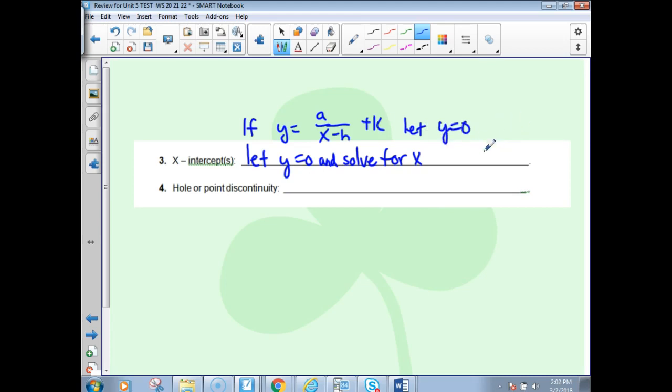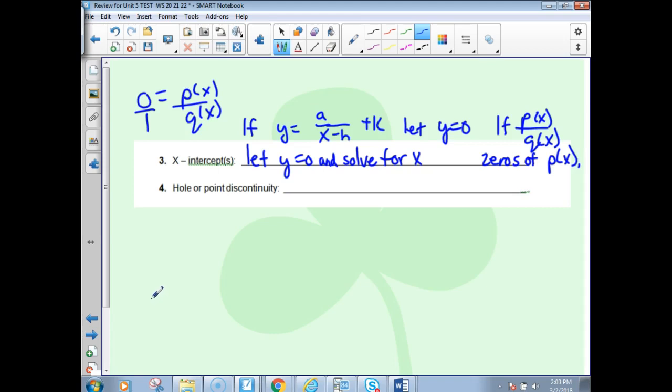And then I think some of you look at it like, if it's in the form p of x over q of x, zeros of the numerator, or zeros of p of x. It always works if you let y equal 0, though, because even if you had 0 equals p of x over q of x, what would drop out if you do cross products? Yep, the q of x would drop out, and you would have p of x equals 0. See what I'm saying? So you could solve for it that way.